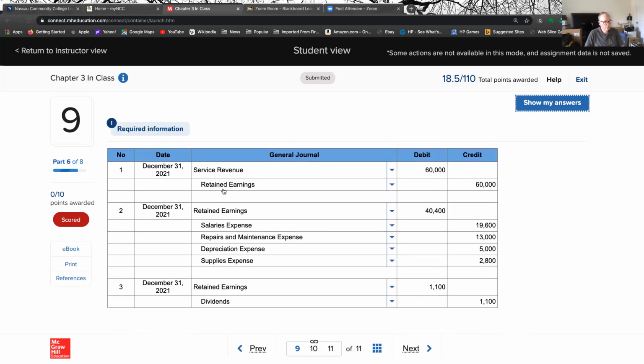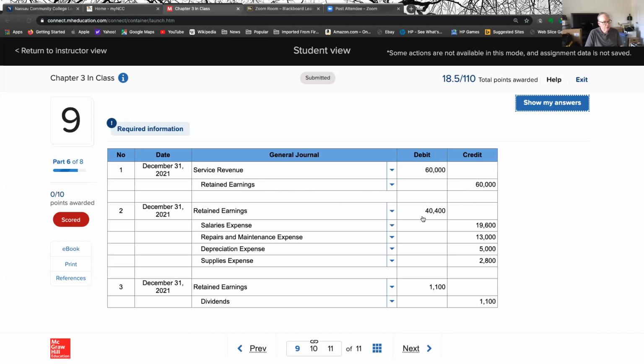Debit service revenue, credit retained earnings. That makes the service revenue account zero, and it gets the revenue into retained earnings. Remember what retained earnings is? The balance of retained earnings is net income minus dividends. And what makes up net income? Revenue minus expenses. So this credit to retained earnings gets the revenue into the retained earnings account.